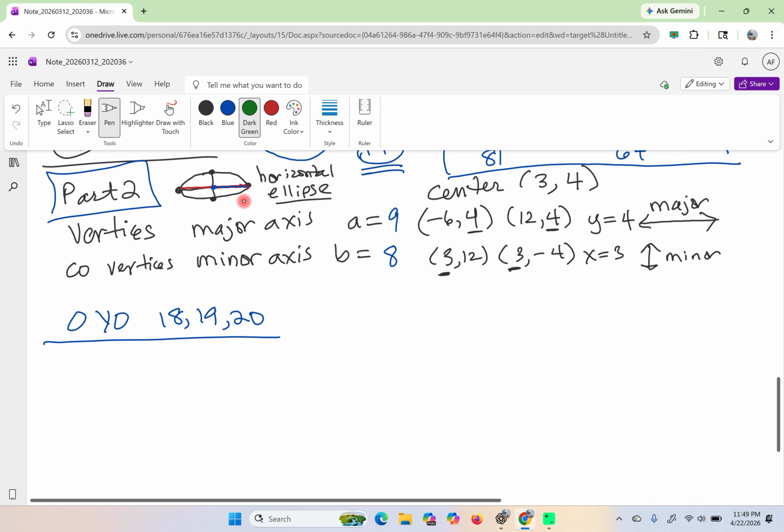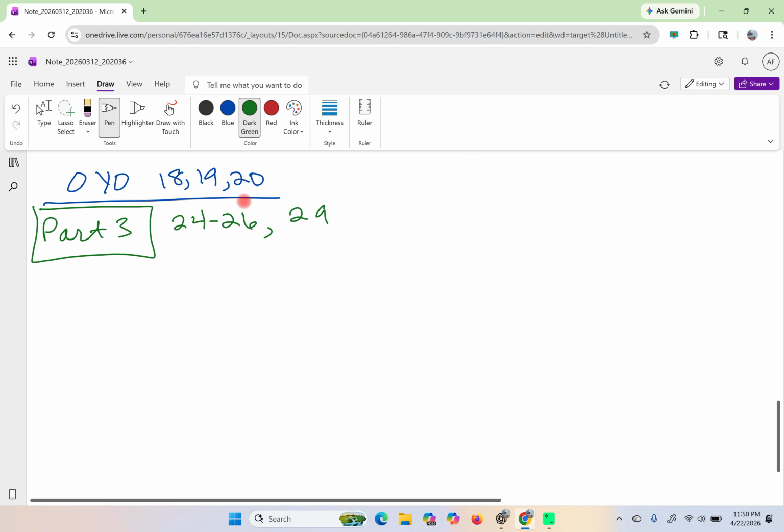And part 3 is when given an equation, determine the center and the A value and the B value, and then graph it. So I will do this assignment is to do 24 through 26 and also 29, which is that wonky, crazy equation like we did in class. I will solve 24 here.